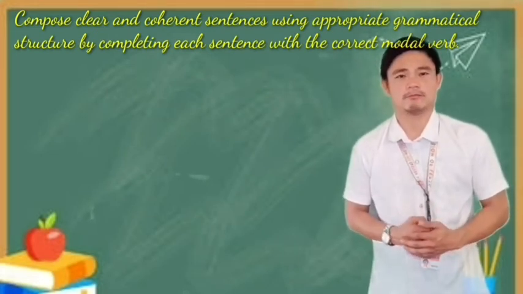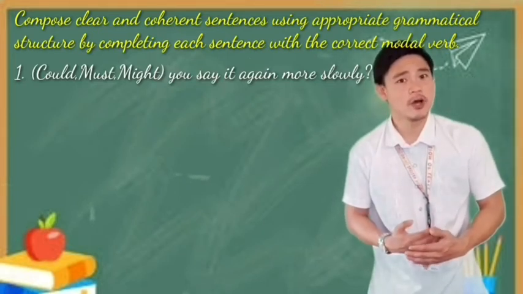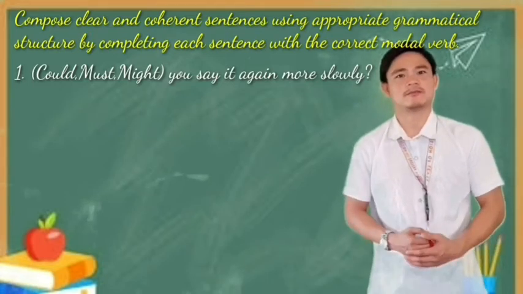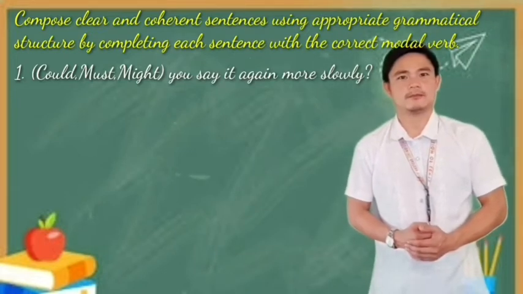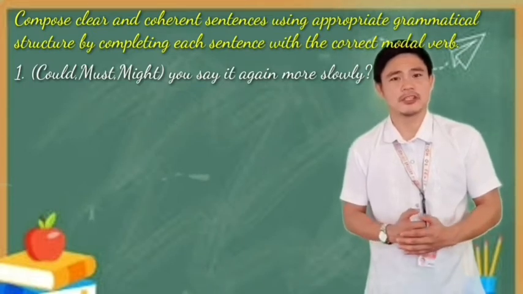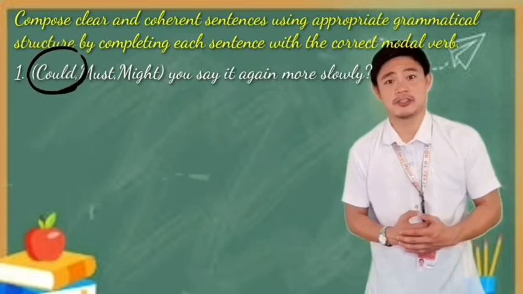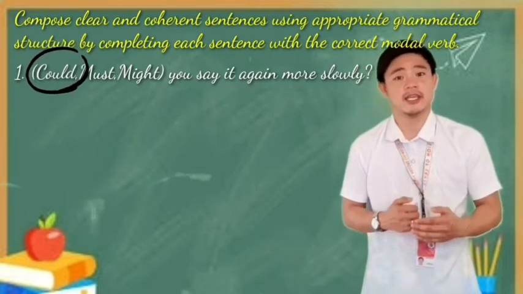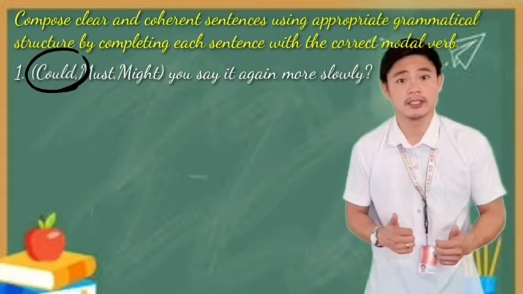Sentence number 1. Could, must, might, say it again more slowly. What is the modal verb used? The modal verb used in sentence number 1 is could, and could expresses permission. The speaker is asking permission if somebody could say it again more slowly.